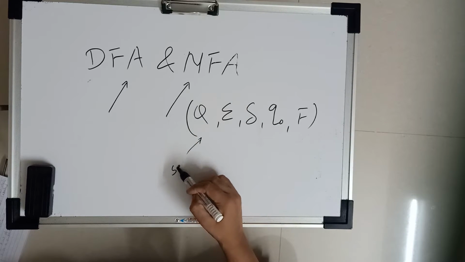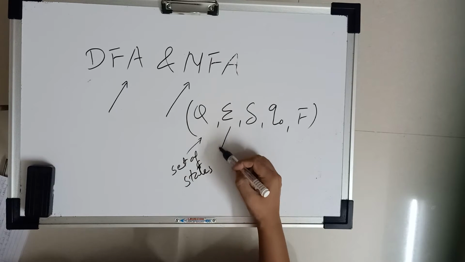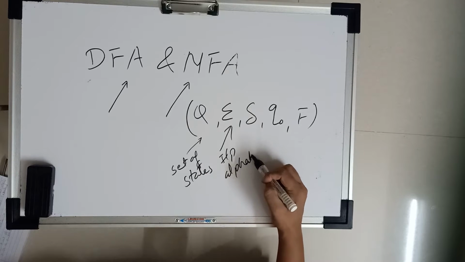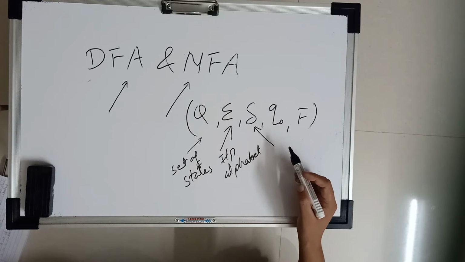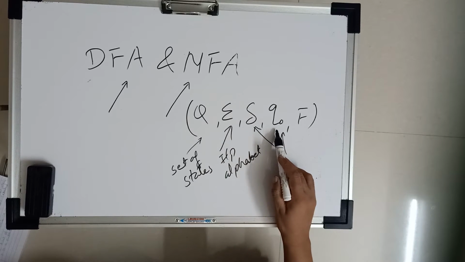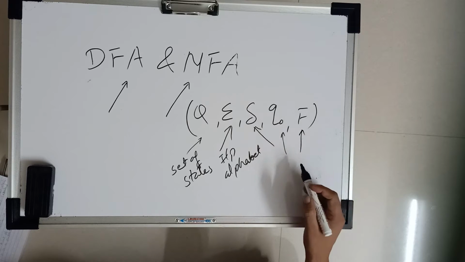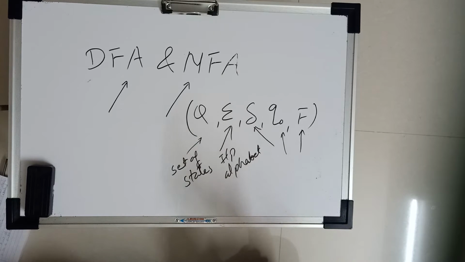So Q means set of states, sigma means input alphabet, whatever the symbols are given, that is your sigma. Delta means transition function, transition table is your delta. Q0 is the initial state, whatever the fourth state is given here, that is your initial state. F means final state or set of final states. So these two types also consist of 5 notations.